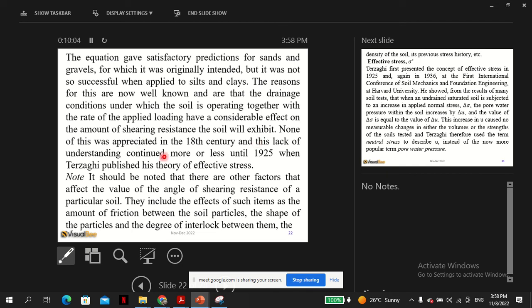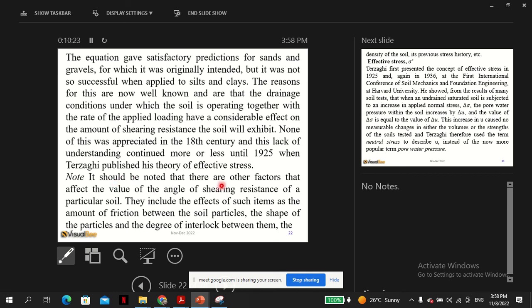None of this was appreciated in the 18th century, and this lack of understanding continued more or less until 1925 when Terzaghi published his theory of effective stress. I think I already introduced this. Now we talk about it in detail.